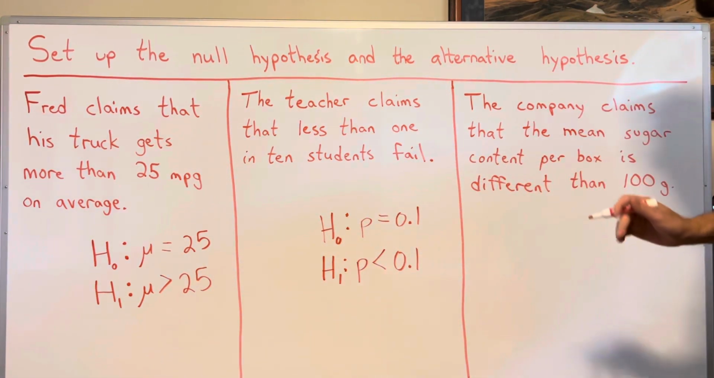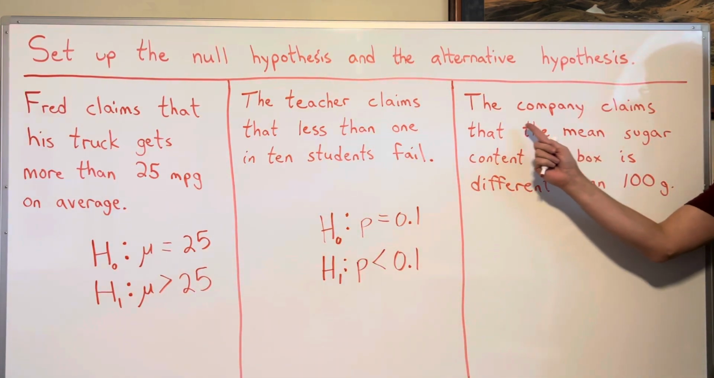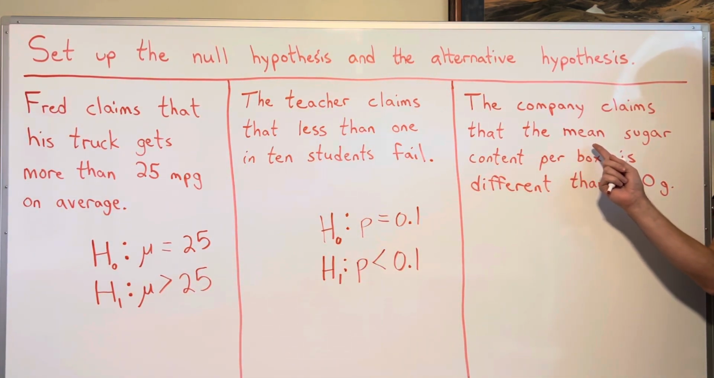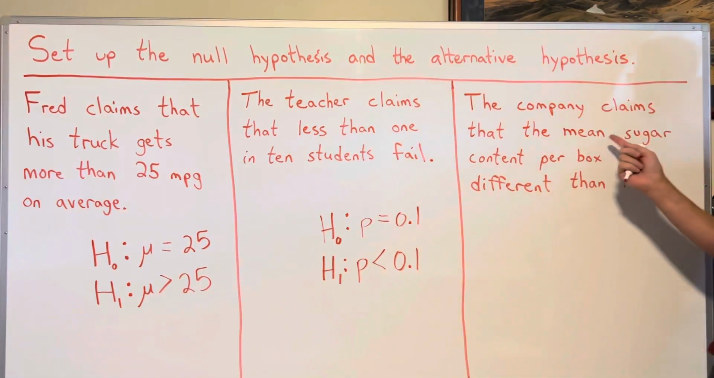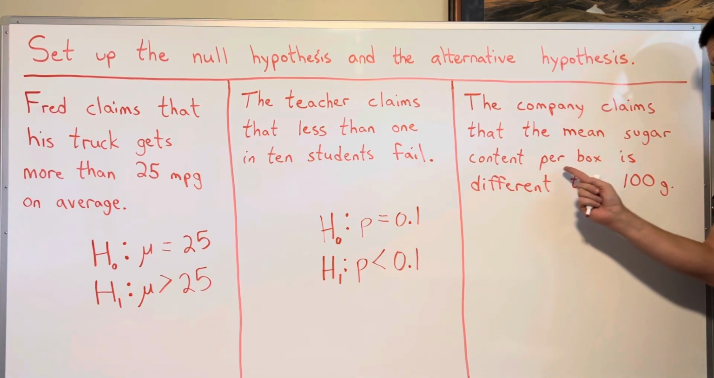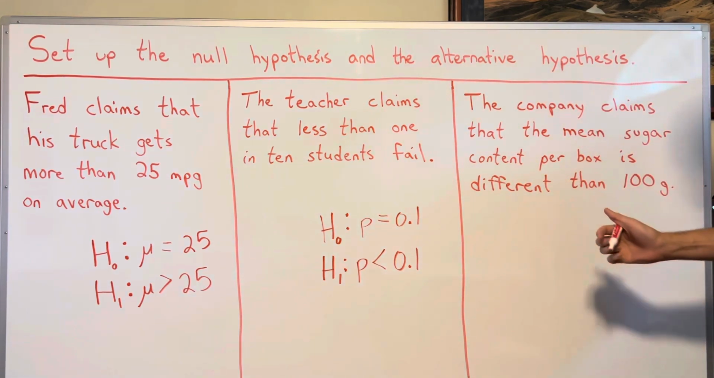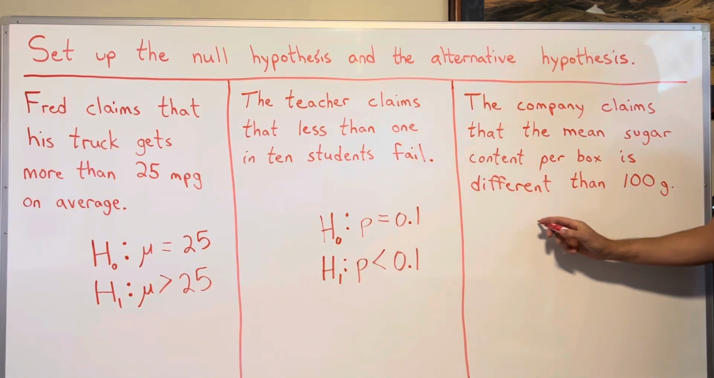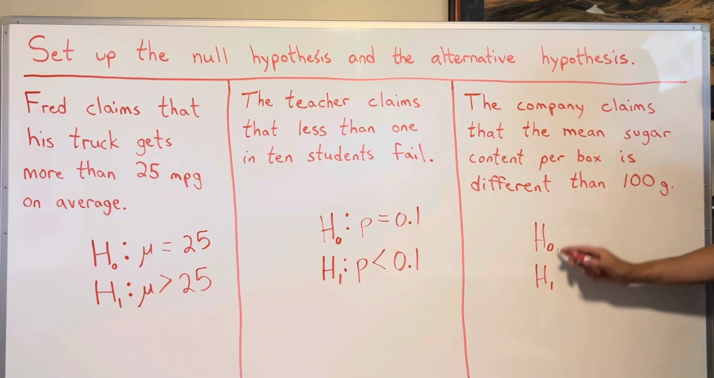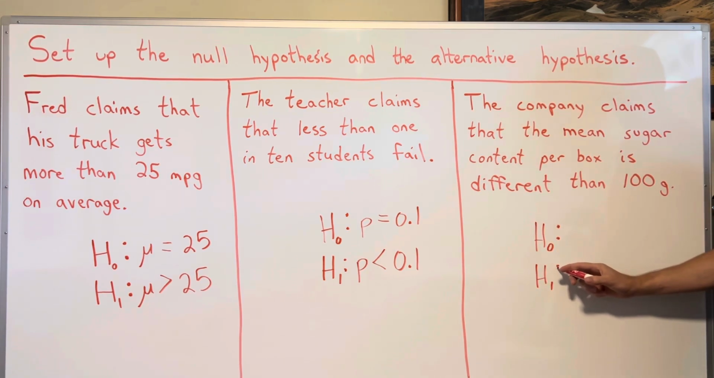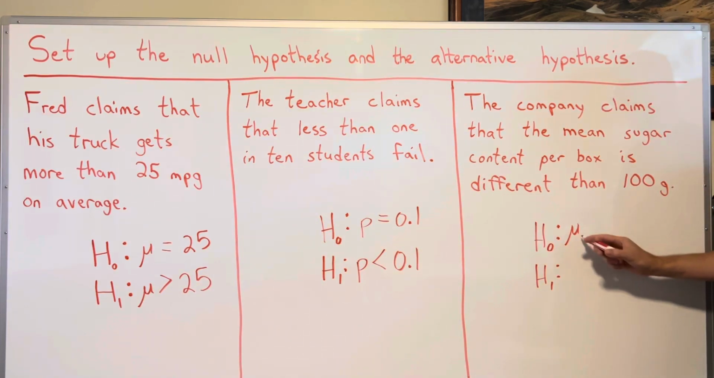All right, those are those two. Let's look at this last one. It says the company claims that the mean, that means we're dealing with mu, that the mean sugar content per box is different than 100 grams. So again, we got the H0 and H1. Since we're dealing with mean, that's mu again.